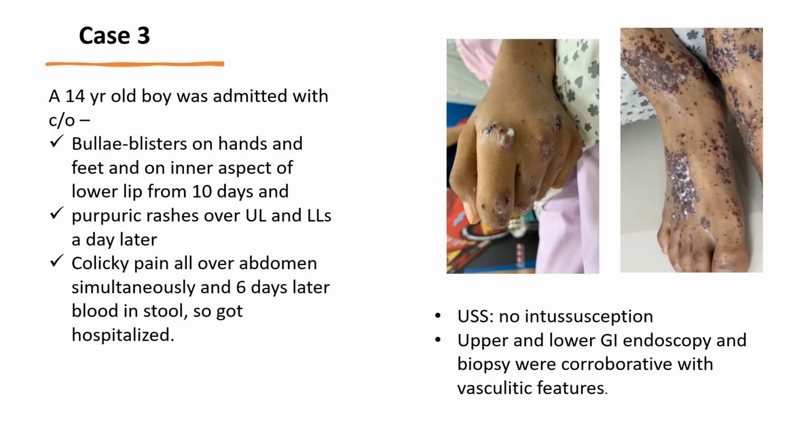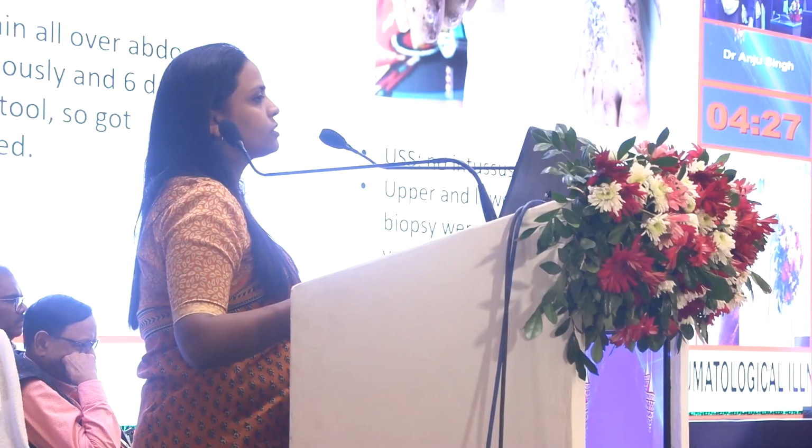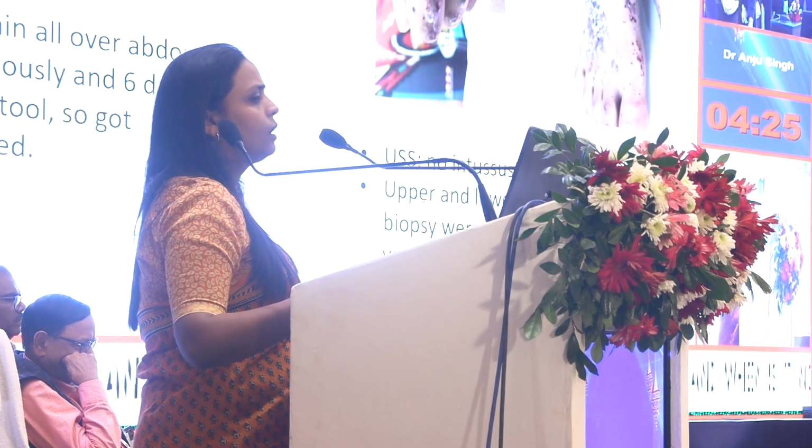So this third case had the GI manifestation which I discussed, and he had frank GI bleeding. We went ahead with ultrasound thinking it could be intussusception, but it was not there. The gastro team went ahead with the endoscopy because they had a doubt about inflammatory bowel disease, but the child had purpuric rashes, so we didn't think about it.